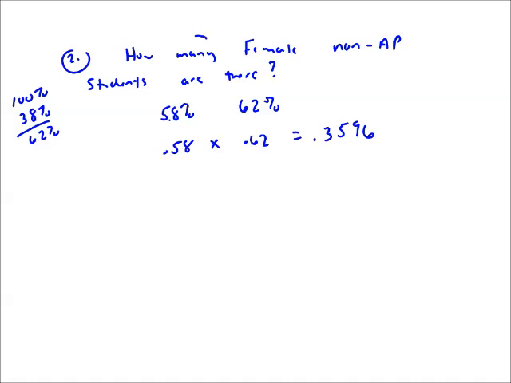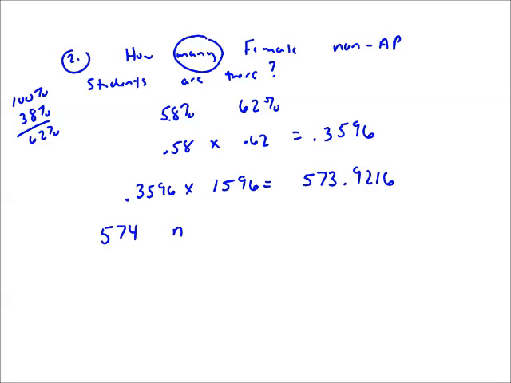But that's not what they asked. They asked how many. So 0.3596 times 1,596 is 573.9216. Well, I can't have partial people. So 574 female non-AP students. About. Okay.